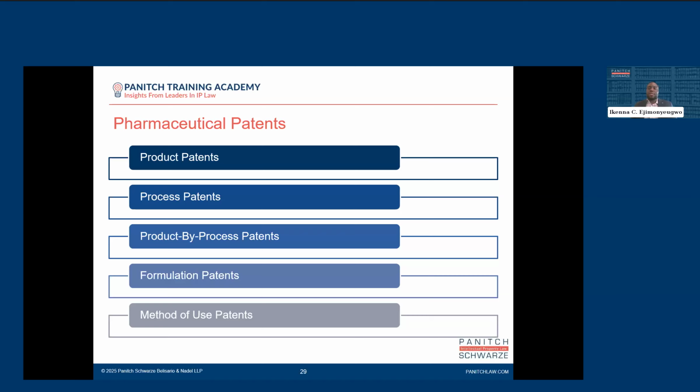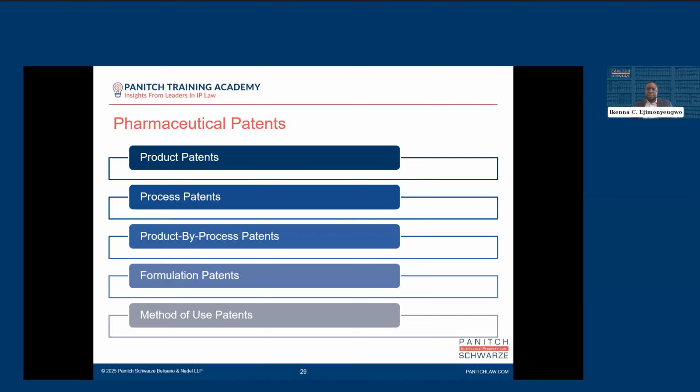Formulation patents, these patents protect the way a drug is formulated and administered. So for example, they may cover the dosage form, route of administration, or delivery system used in medications. Another area there, that's method of use patents, which protect the way a drug can be utilized to treat an illness or disease. So these patents provide exclusivity for the drugs used in treating certain illnesses.